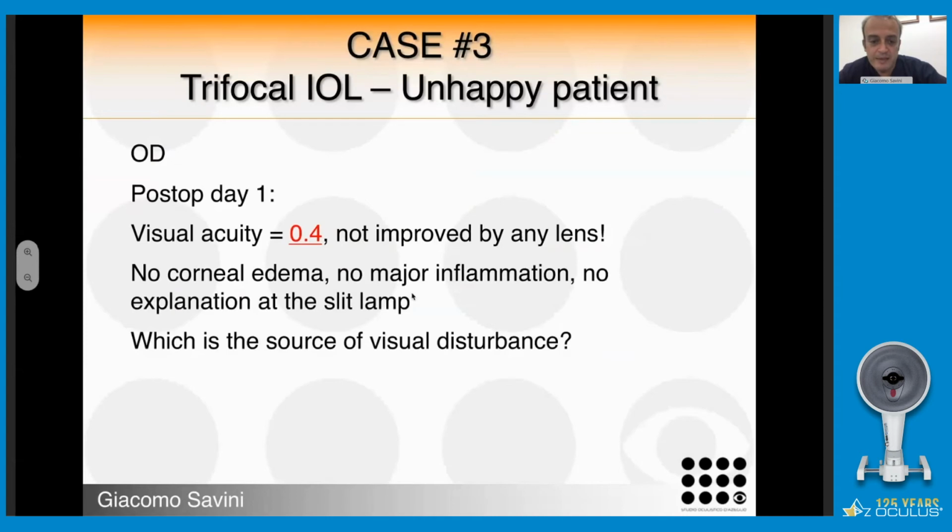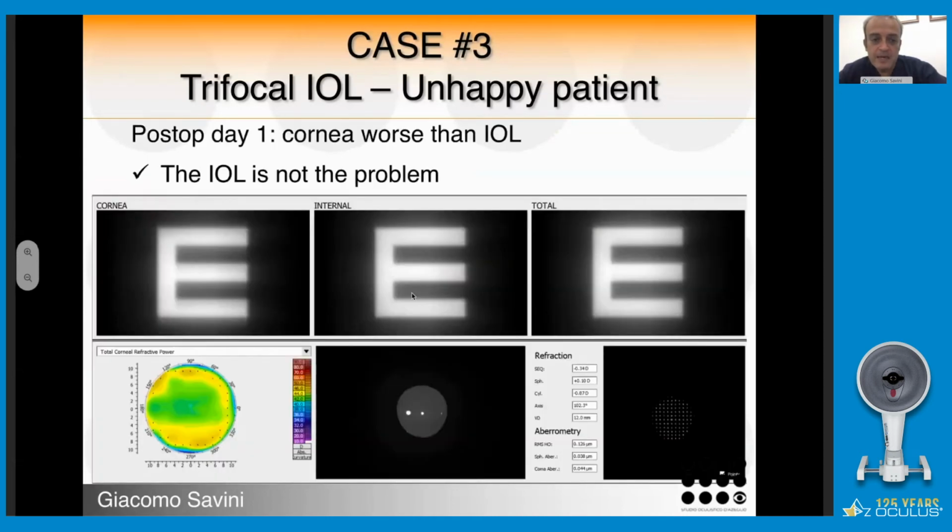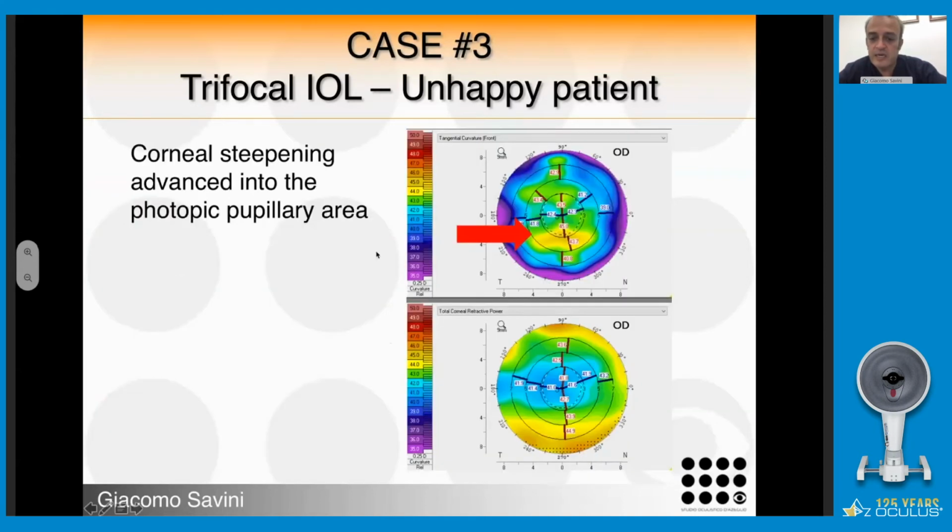Let's go to the Pentacam wave, and you see that the internal aberration was almost perfect. So no problem from the IOL, while the cornea was not perfect. And if you take a look at the map, you can see that the corneal steepening had moved from outside to inside the pupil area.